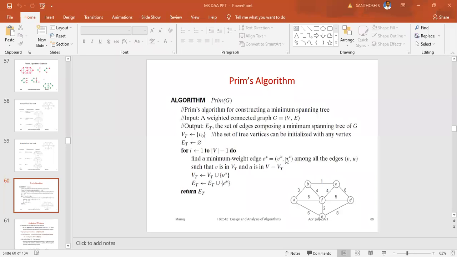So E is equal to v comma u. v is one vertex, u is another vertex. Among all the edges v comma u, such that v is in Vt and u is in V minus Vt. Then Vt is equal to Vt union u and ET is equal to ET union e. Then return ET. So this is the algorithm we have for Prim's.